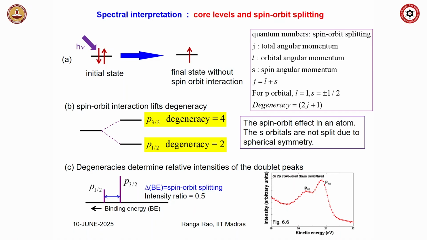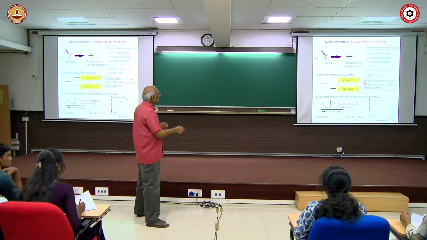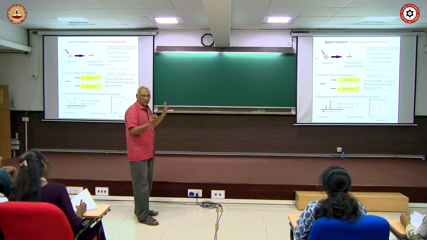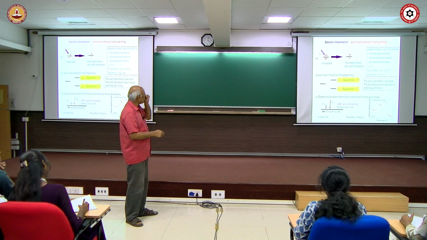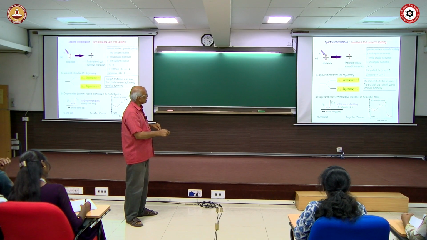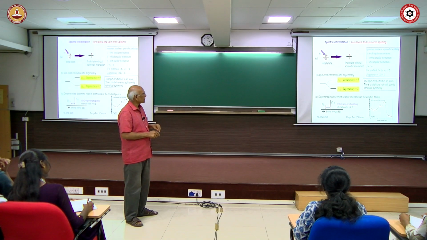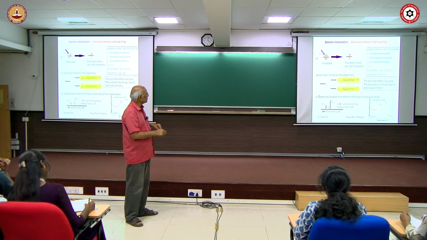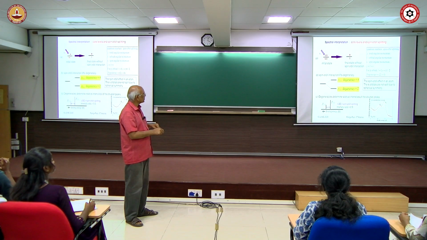Now let us see what these doublets are that we are seeing. Suppose I have an orbital. In an orbital, how many electrons can I have? Two, spin up and spin down. These electrons have four quantum numbers, n, l, ml and s. Now this is the initial state, before I have done my photoemission experiment. Now I remove this photoelectron, and I have a single electron remaining here. This is the final state, and that was the initial state.